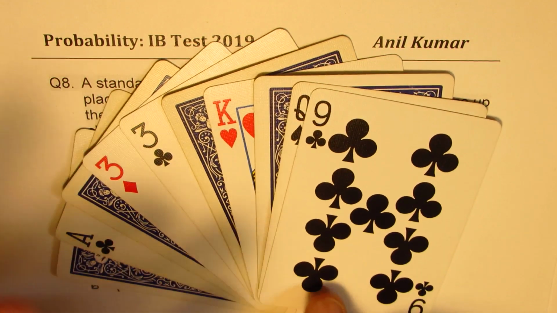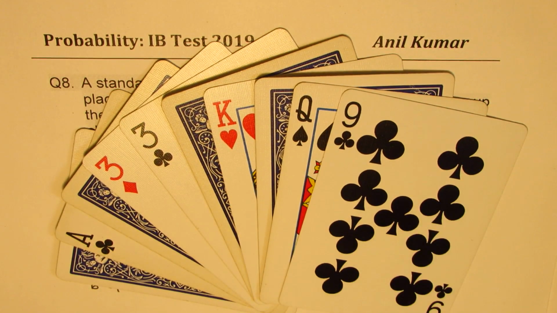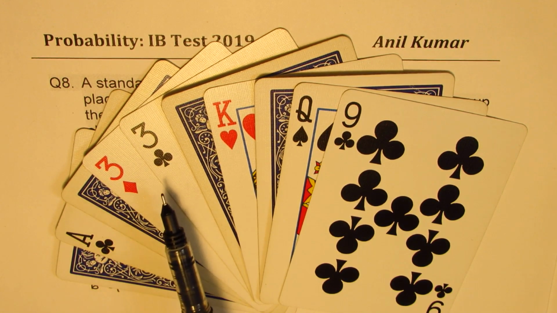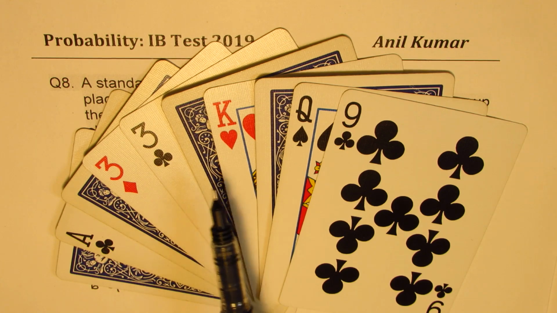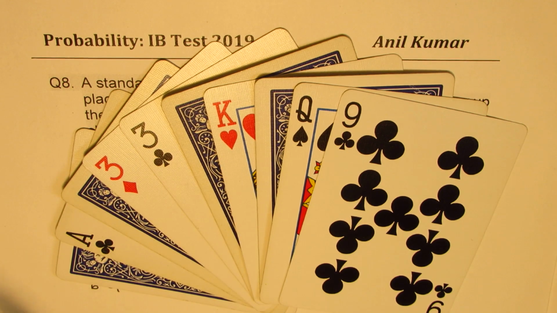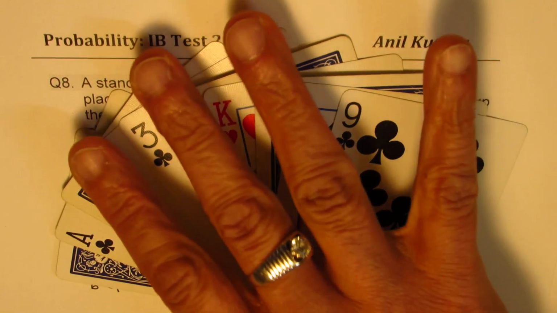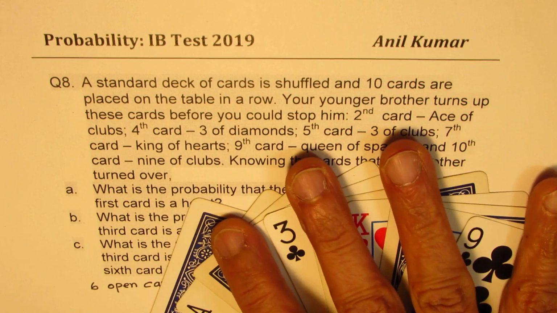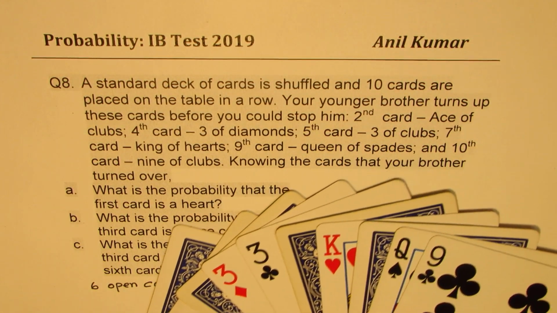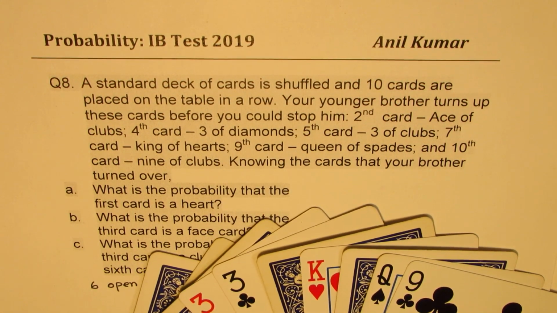So that is the situation, correct? So in a way, we have second, clubs ace, fourth diamond 3, fifth clubs 3, sixth, seventh king of hearts, ninth and 10th are queen of spades and 9 of diamonds. Now we'll keep this in mind as we answer our questions, correct? Does it make sense to you? So it becomes slightly simpler. Okay, so I'm going to keep this hand on the side.